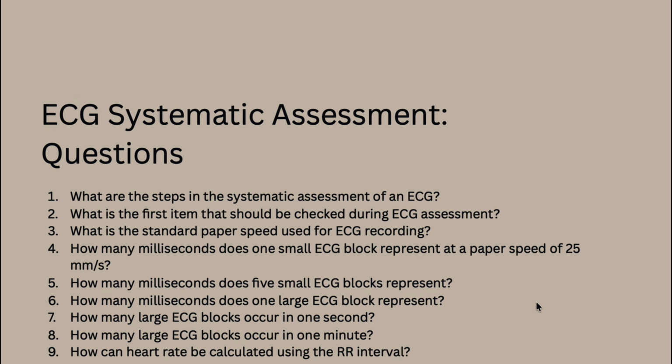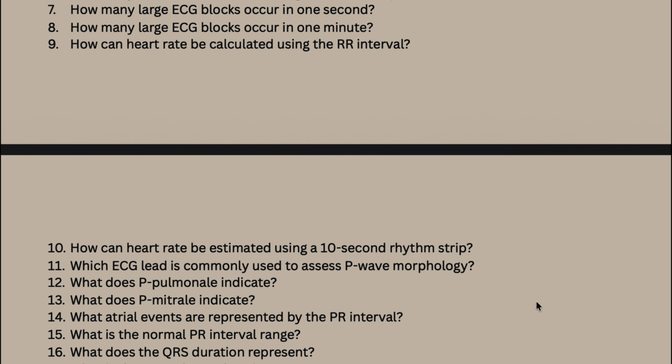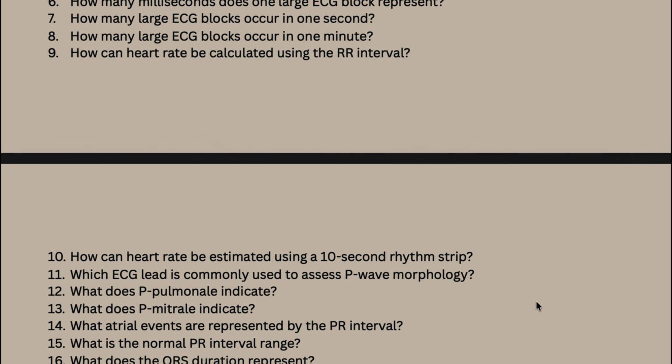Let's look at question 9 and 10. Heart rate. For regular rhythm, calculate the heart rate using the formula: heart rate equals 300 divided by the number of large blocks between consecutive R waves. For an irregular rhythm, count the number of QRS complexes in a 10-second rhythm and multiply that number by 6.